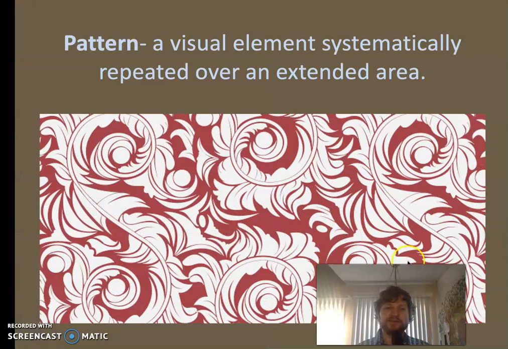Like this one, for instance. This is kind of a pattern, and it really doesn't matter where you frame it. You could frame it here, you could frame it wider, get more of it in. But basically the way that you crop it is sort of arbitrary, because it's just this thing that goes on forever. And a pattern is a visual element, it's a module, it's a shape, and it's repeated over an extended area.